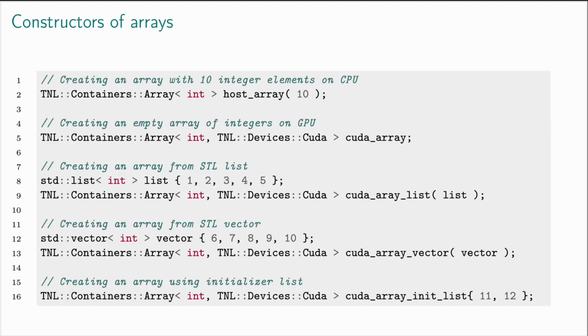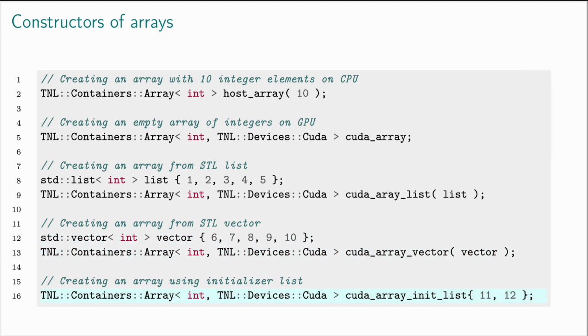Here we've got several examples of how to create an array. The first one is an array of 10 integers allocated on the host. The second is an array of integers allocated on the GPU. Next, we have an array on the GPU initialized using a list from the STL library. We can also initialize an array using a vector from the STL library. Lastly, an array can be also initialized using an initializer list.